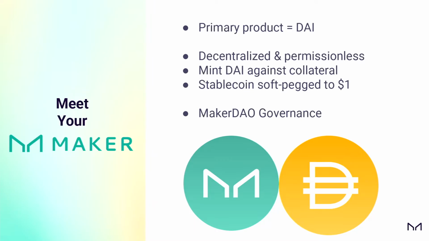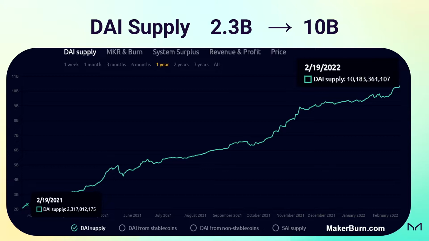So first, let's meet your Maker. Maker is the primary protocol on Ethereum that is producing DAI. We are decentralized and permissionless, and any user with an ERC20 wallet can mint DAI from the collateral that they have. The stablecoin is soft pegged to $1, and that is the DAI token. The MKR token is then used for governance, for impacting and voting on proposals that are introduced to the protocol.